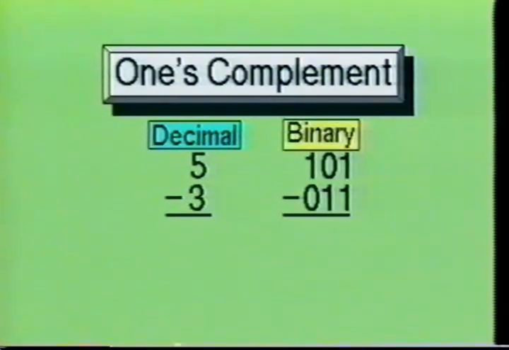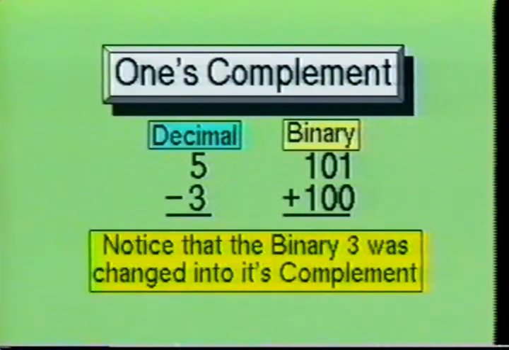First, we must convert the minuend and subtrahend into their binary equivalents. Next, we change the subtrahend into its complement number. This changes the binary 3 into 100. Then we simply add the numbers together.